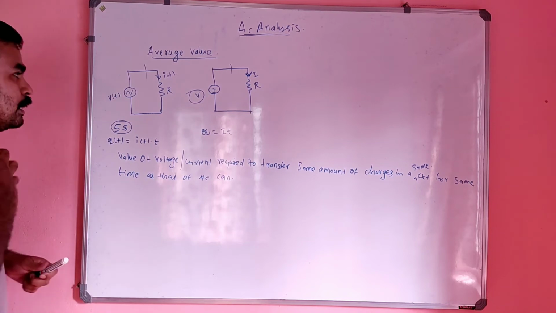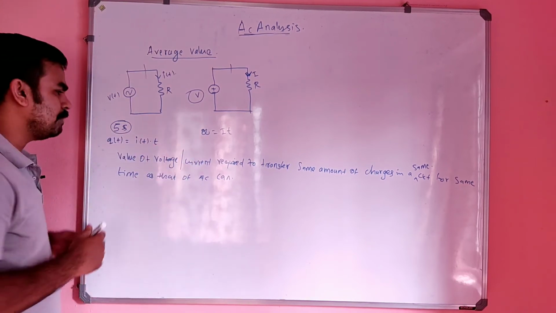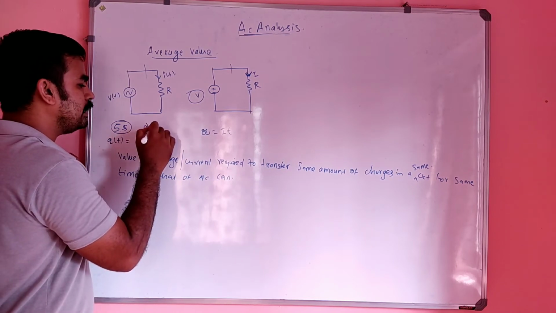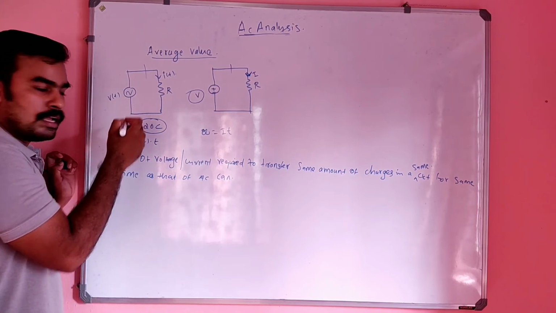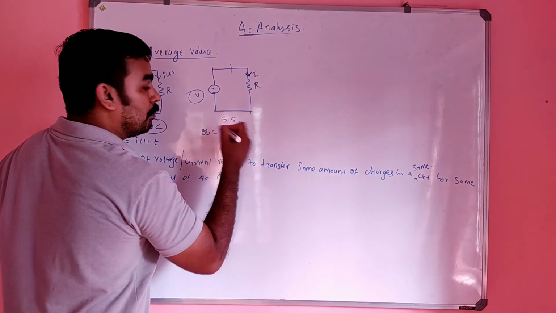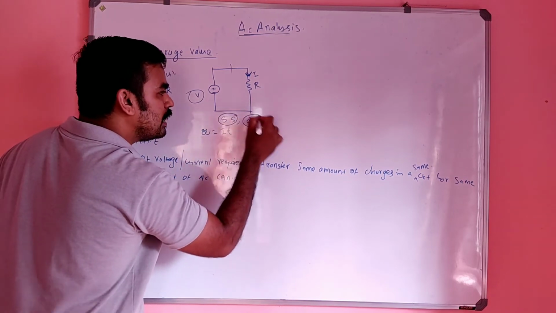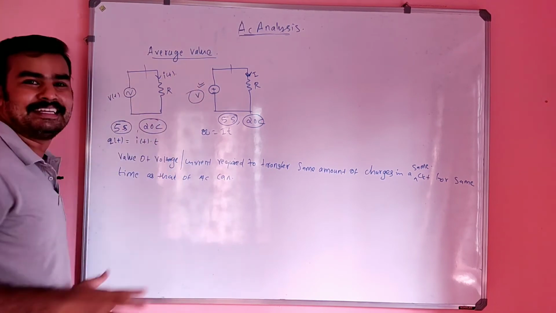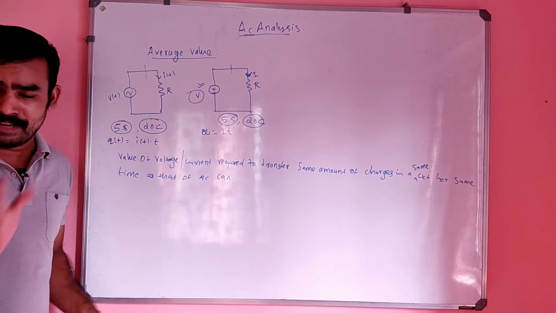Is it clear? That means for AC it is I of t into t, for transferring the same charges, right? Suppose in this time period, that is in 5 seconds, it may transfer 20 coulomb in the AC circuit. For this DC, for 5 seconds, make it transfer 20 coulomb. How much voltage is to be applied in the DC circuit? That is called the average value. Is it clear?